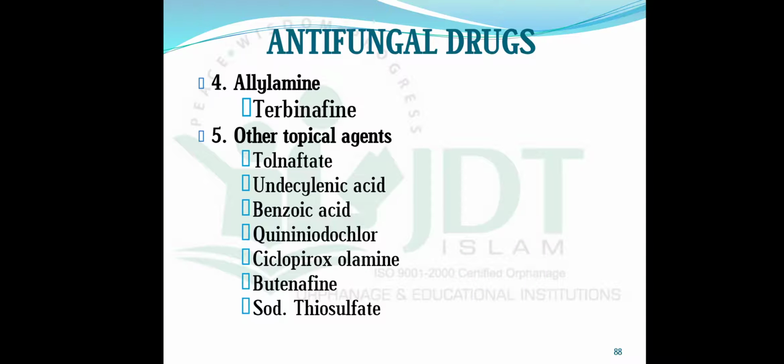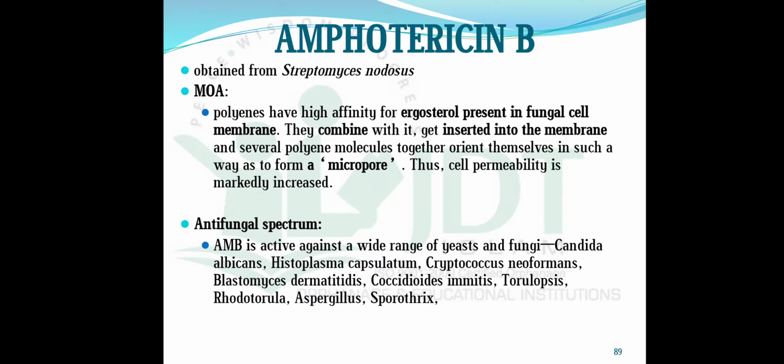Next one is allylamine, terbinafine, and fifth one is other topical agents like tolnaftate, benzoic acid, quinidochlor, clopyroxolamine, butenafine, and sodium thiosulfate. Now coming to the first drug of polyenes, Amphotericin B.